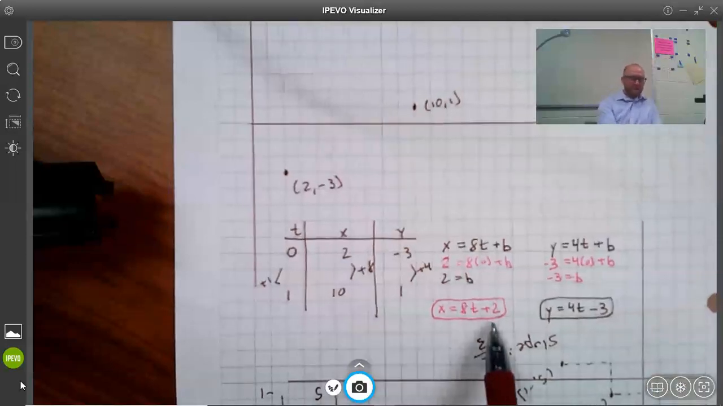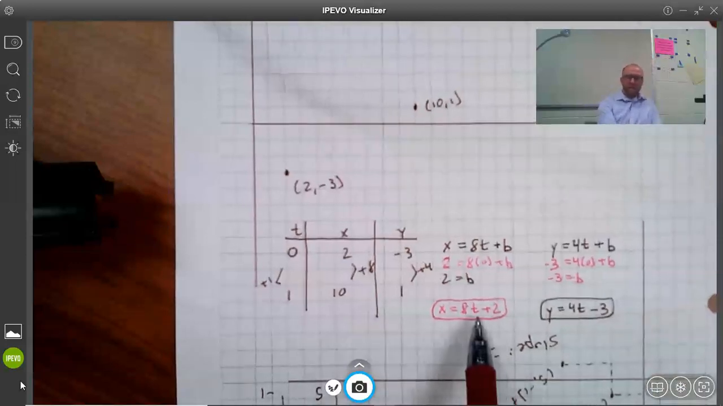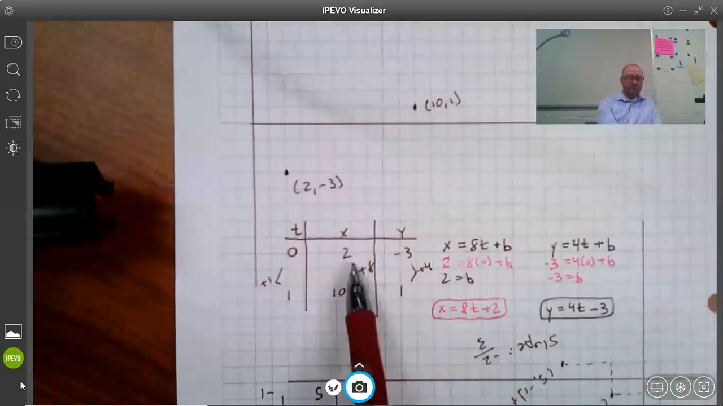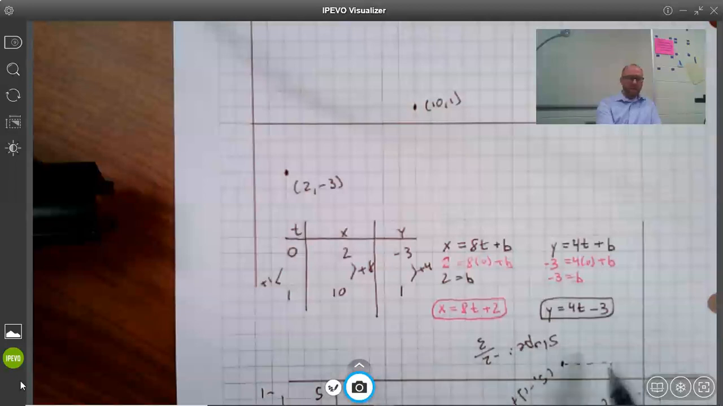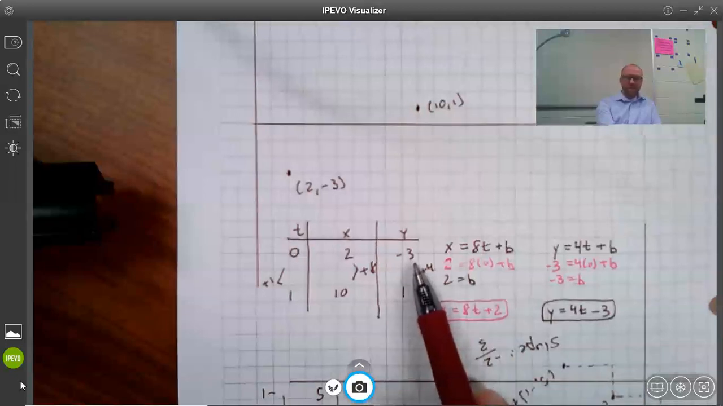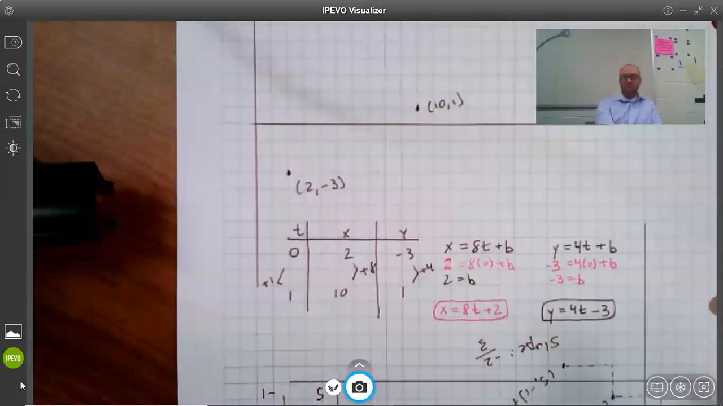Which makes sense here. We're starting at 2 and adding 8 for every new unit of time: 2 plus 8 plus 8 plus 8. That's how our x-coordinates are changing. Our y-coordinates start at -3, and they increase by 4 for every new unit of time. So 4t. But we could have picked differently.